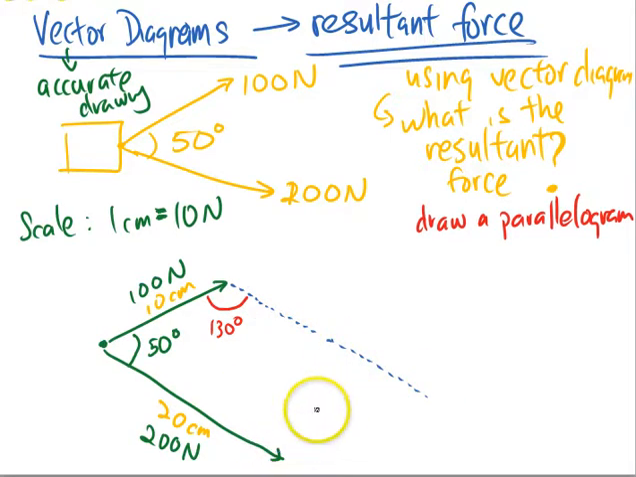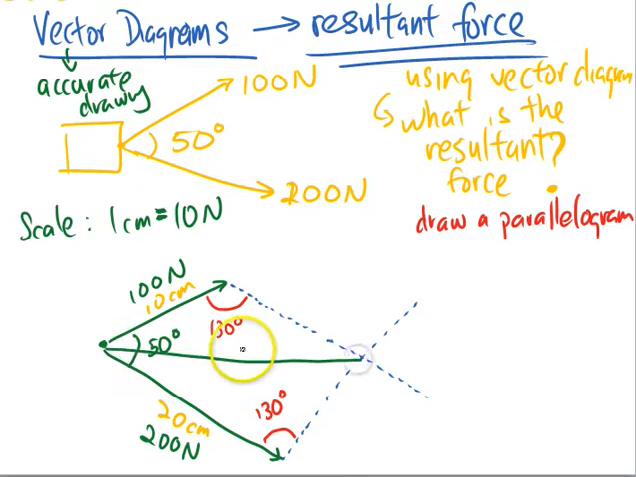After that, same thing over here. This angle here, you measure 130 degrees, then you draw dotted lines again. Then the last part, you connect the starting point, where your object is, to the ending point over here with a straight line. You label this with a double arrow and measure the length. This is your resultant force.